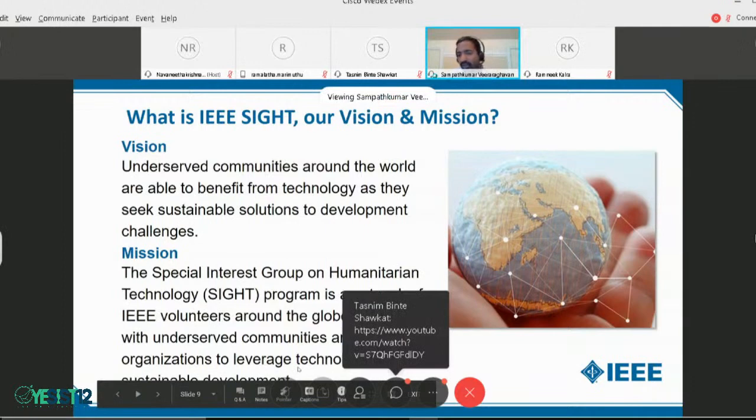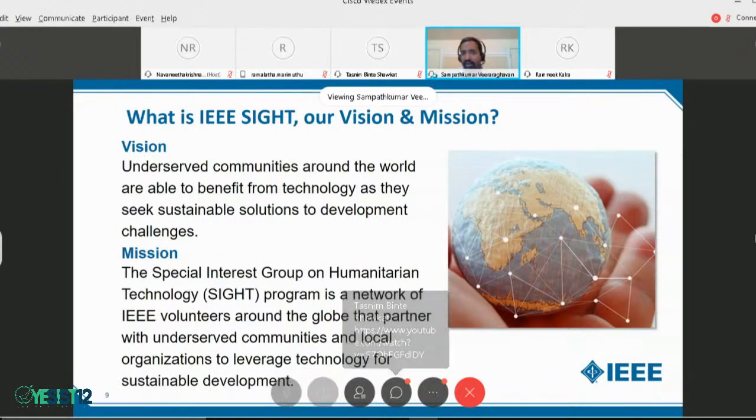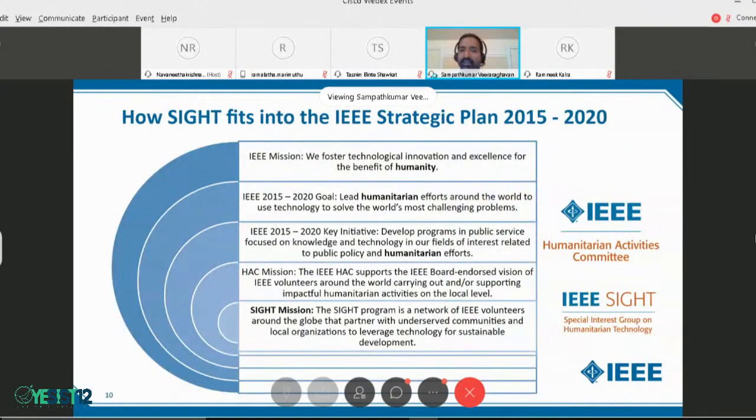Before we go on and talk about that, a quick primer about what is the larger mandate for IEEE, right? The larger mandate for IEEE is to foster technological innovation and excellence for the benefit of humanity, right? So this is a mission, right? For any mission, you actually need to have a set of goals to achieve your mission, right?